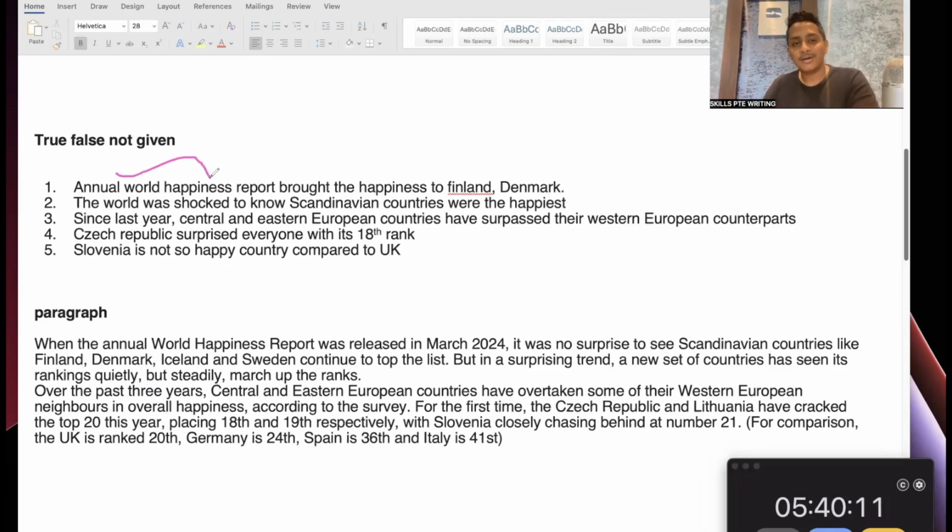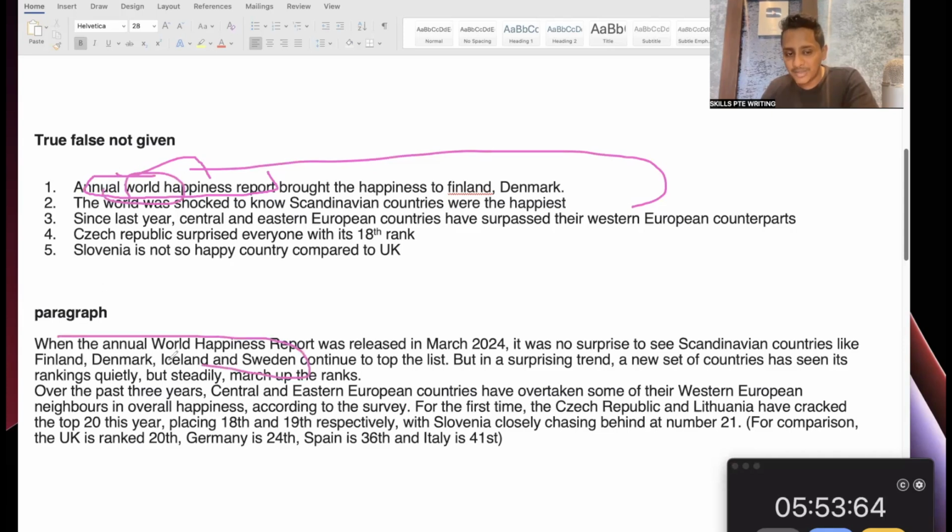Annual World Happiness Report. It's all about the annual World Happiness Report. The very first thing is to match where this information is in the paragraph. Remember, the first one will usually be somewhere here. Second one follows it. Third one follows it. The third question's answer will never be in the first line. It will only come after the second question's answer.